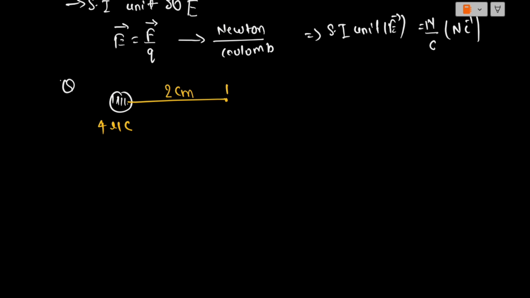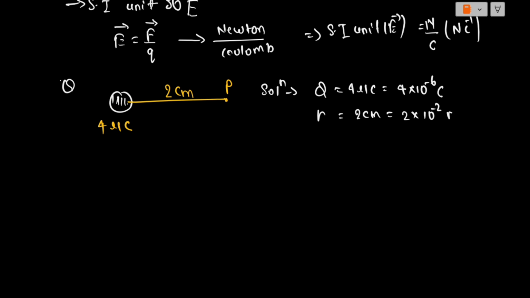So we can easily calculate with the formula. What is given here? The charge Q is 4 microcoulomb. We can write micro as 10 to the power minus 6 Coulomb, and the distance R is equal to 2 centimeter. We can also write it as 2 into 10 to the power minus 2 meter, since 100 centimeter is equal to 1 meter, so 1 centimeter is equal to 10 to the power minus 2 meter.